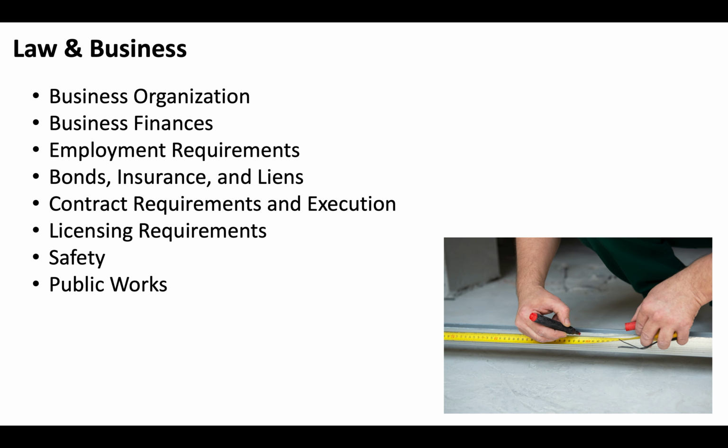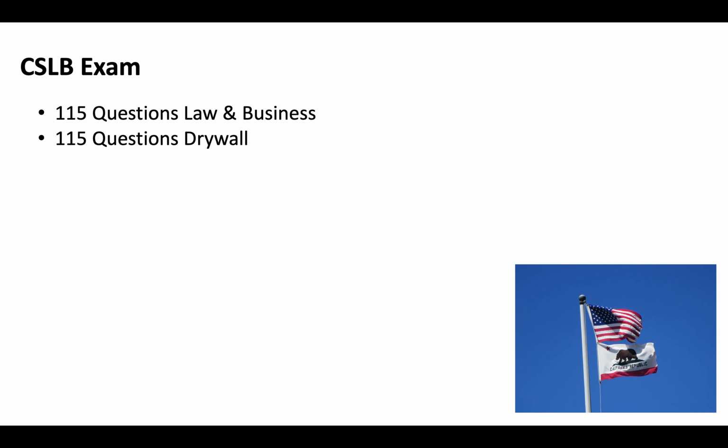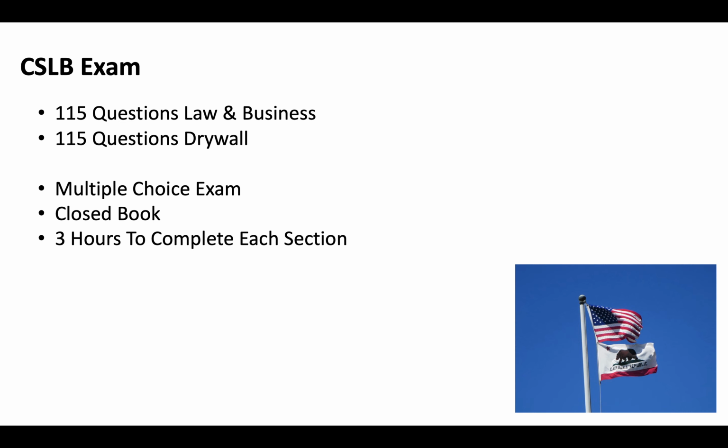on public works. Now, the CSLB exam obviously is two parts, so it's 115 questions of law and business and 115 questions covering drywall. It's multiple choice, it's going to be closed book, and you'll get 3 hours to complete each section. Now, it will be done on a computer, and you will have to physically take it at a CSLB testing facility. So if you're applying from out of state, just remember that you will need to come to California to actually take the exam. But there are testing centers throughout the state.